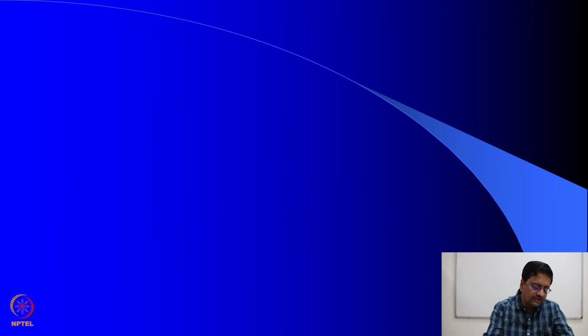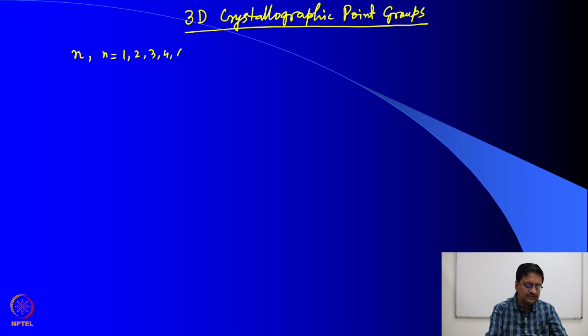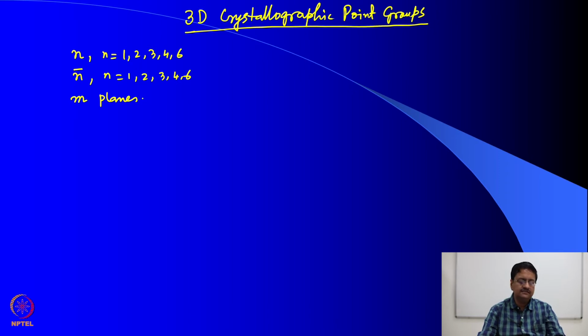Now let us see what the three-dimensional crystallographic point groups are. These point groups in three dimensions are formed by the n-fold axis, where n is equal to 1, 2, 3, 4 and 6, with the n-bar axis, where again n equals 1, 2, 3, 4 and 6, and in combination with those you will have mirror planes. So these symmetry elements give rise to 32 point groups.